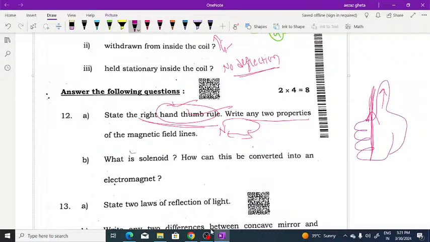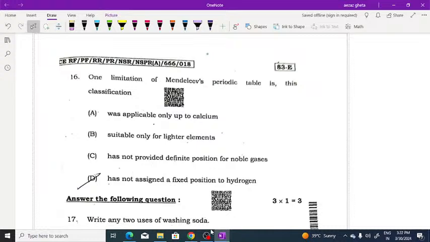Even this we have given: what is a solenoid? A solenoid is a long coil wound with a large number of copper wires. How can this be converted into an electromagnet? If a soft iron core is inserted into the solenoid, then this solenoid will behave as an electromagnet. You got my point? If current is passed through the solenoid and a soft iron core is inserted, then it will become an electromagnet. Understood? This was an easy question.